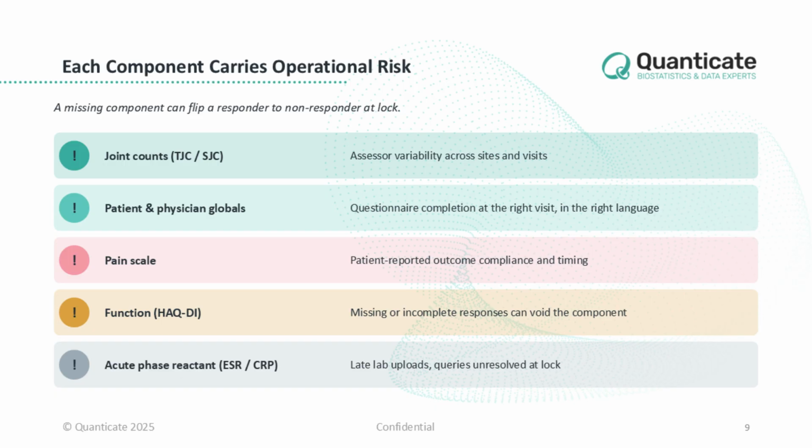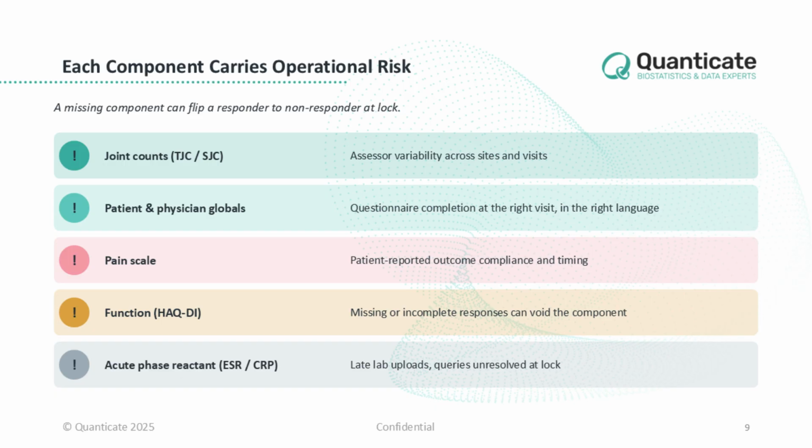Common problems often come from treating ACR20 as if it were just one field. Late in the study, teams may find that a supporting component is missing, out of window, or still queried. That can affect whether a patient can be classified as a responder, especially when the missing component is a joint count, HAQ disability index value, or acute phase reactant. The dichotomous output hides the complexity underneath.